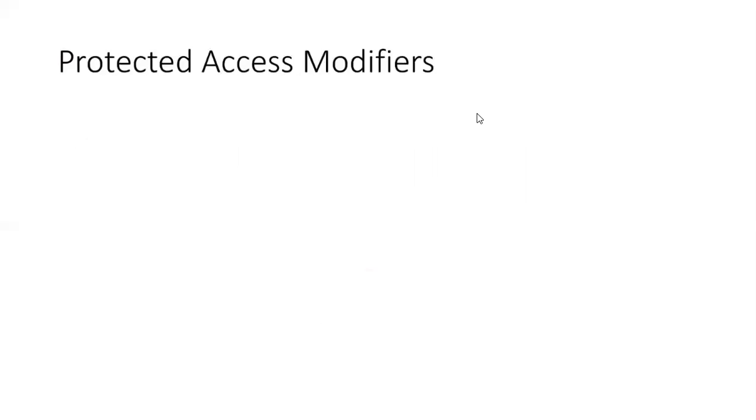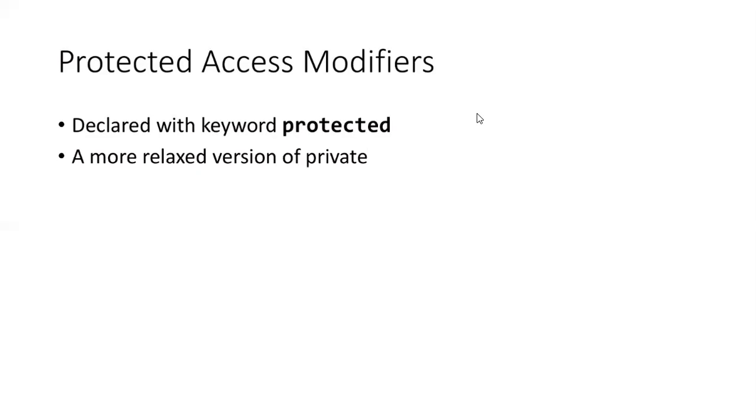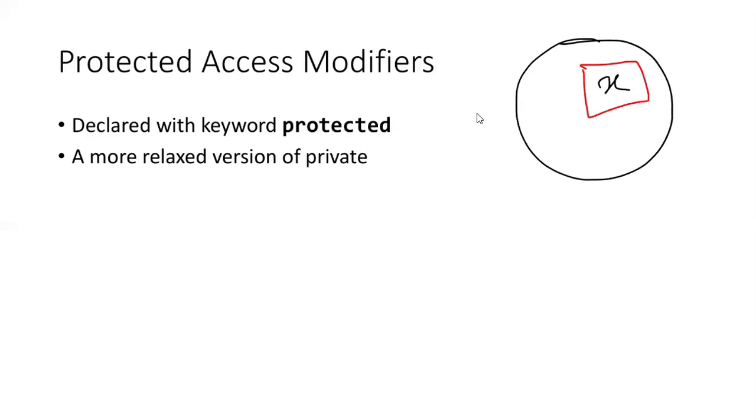And the third one is something we will not discuss very much in this lecture. Later on, we will see about it. It is protected. Protected is declared with the keyword protected, again with a small p. You can think of it as a more relaxed version of private. Why? Suppose this is an object, I have a data member X and I have made this private. I'm going to use red color for private.